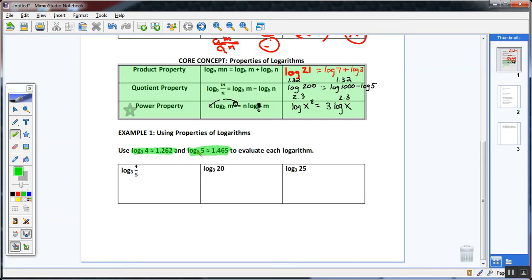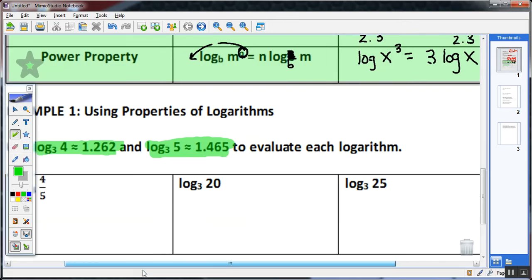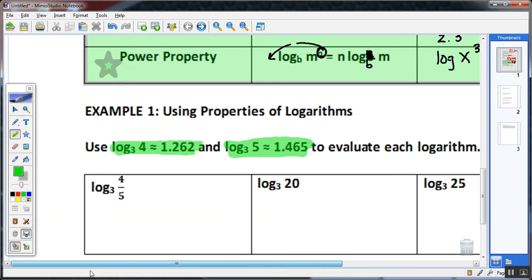I don't even want you to punch the word log into your calculator when you do this. You'll need a calculator to do it, but I don't want you to punch the word log in there, okay? We have this idea right here that this value is this and this value is this. Guys, they want you to evaluate log base 3 of 4/5. Ideas or thoughts on how you would do that? Let's see, is this a product? Is it a quotient? Or is it a power?